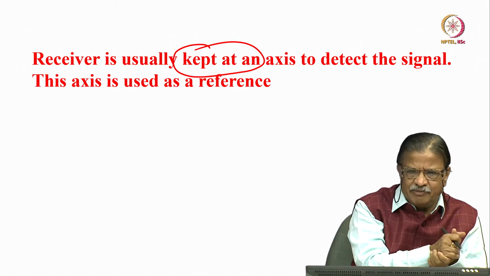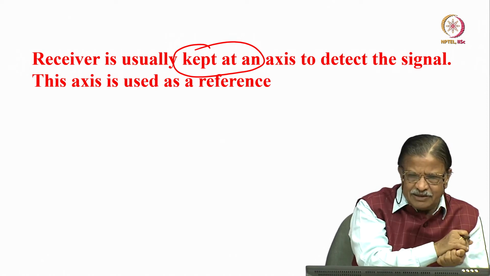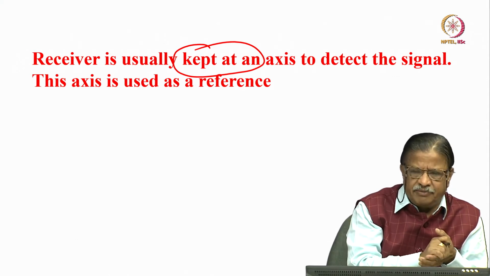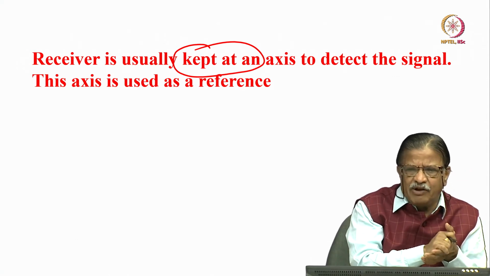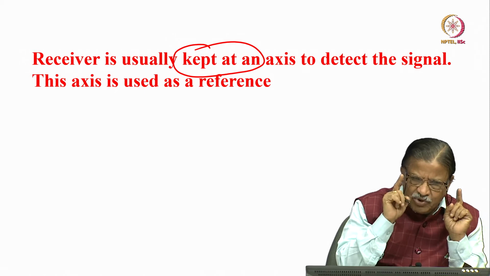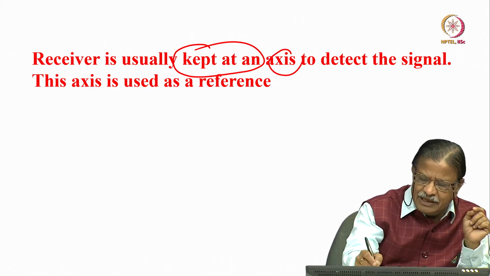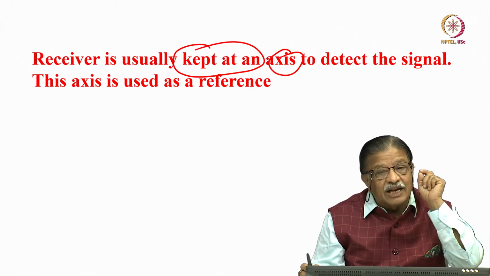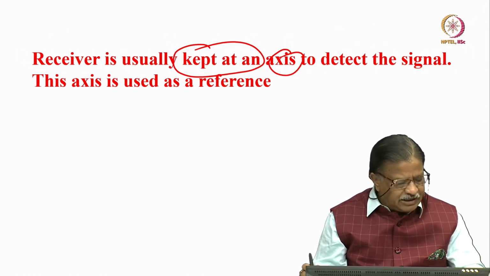The direction of application of the pulse, the thermal equilibrium magnetization, and the detection, the receiver axis you are going to keep, all the three are orthogonal to each other. The way you tilt it depends upon where you apply the pulse, that is okay. So, that means usually the receiver is kept on an axis in the transverse plane, and this axis is called a reference axis. That is an important thing.